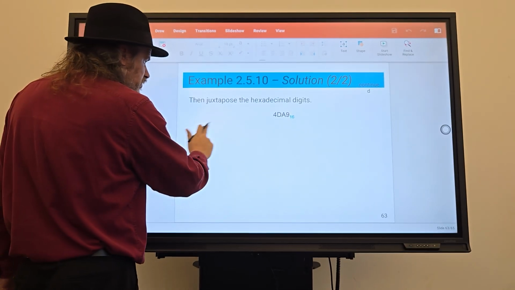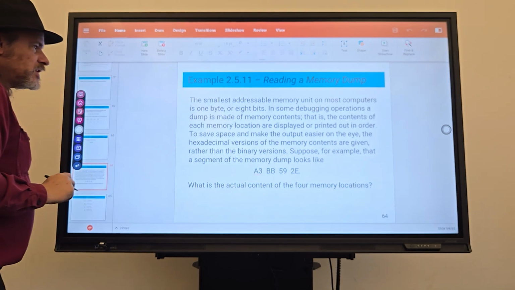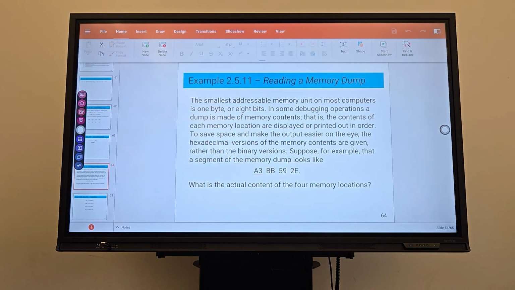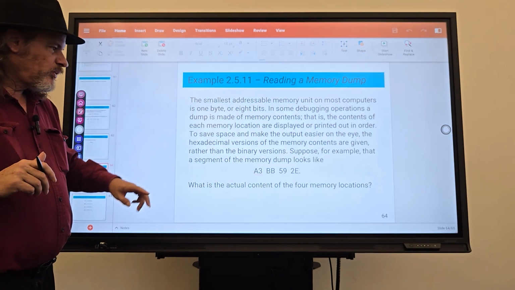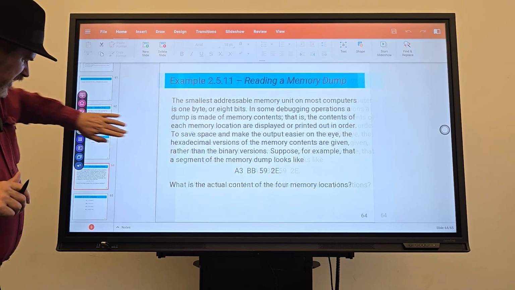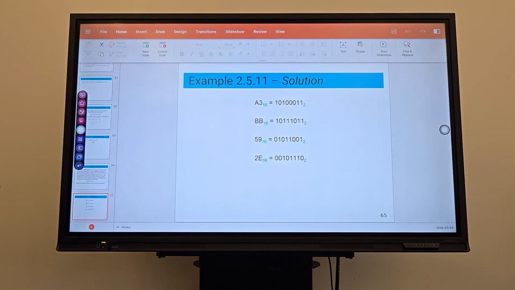The smallest addressable memory unit in most computers is 1 byte or 8 bits. In some debugging operations, a dump is made of memory contents. To save space and make output easier on the eye, the hexadecimal versions of the memory contents are given rather than the binary versions. So this is an example of what a memory dump might look like. And that's what the binary would be.